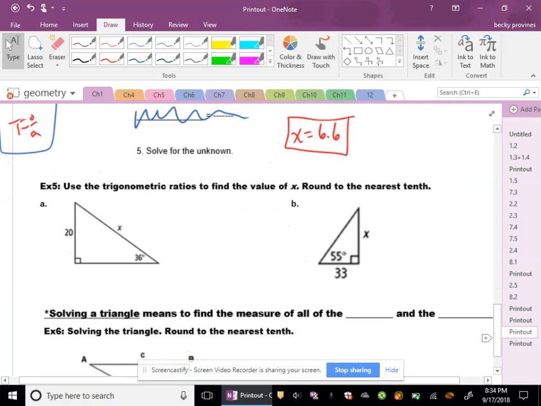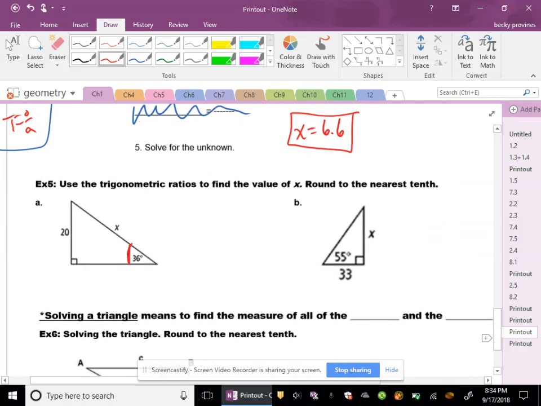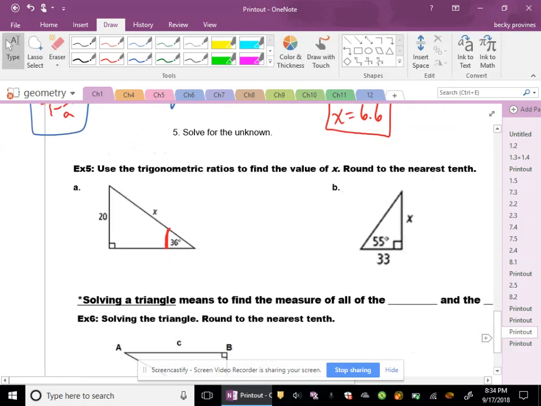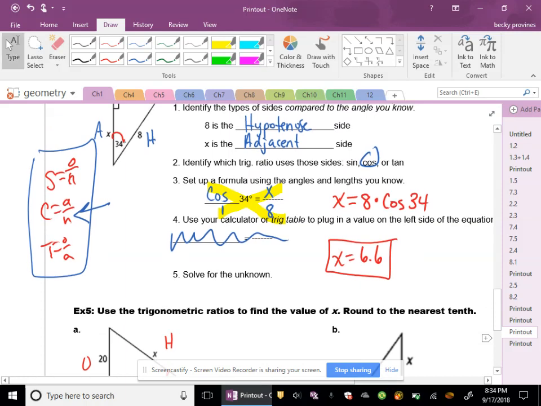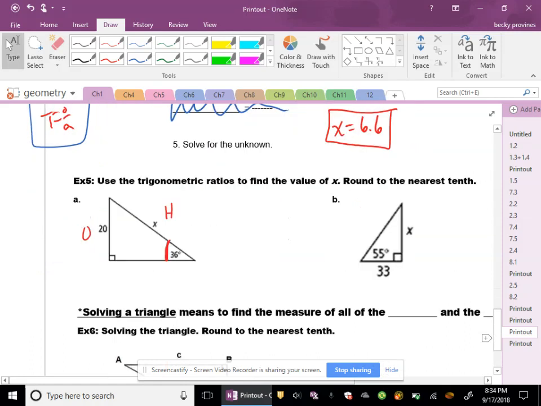So I know there are a lot of steps. Let's just keep going through them and you will get this. Okay, from this angle, what two sides do you have? You have opposite and you have hypotenuse. So look at your cheat sheet. What's opposite and hypotenuse? Sine, cosine, or tangent? And hopefully you see it is sine. So the way you write it is you say sine 36. You need to state what angle you're working from, what trig function you are using, and then you're going to say the side length over the other side length. So it's 20 over x.